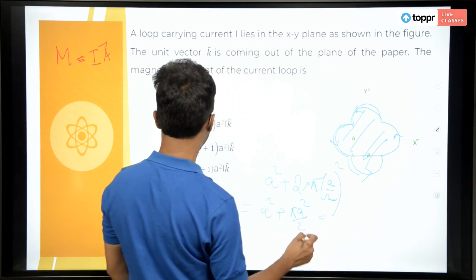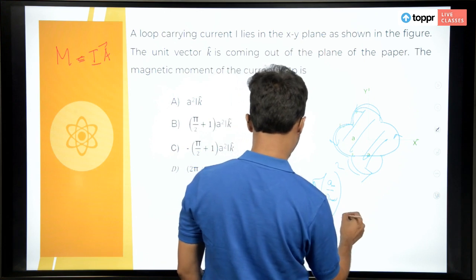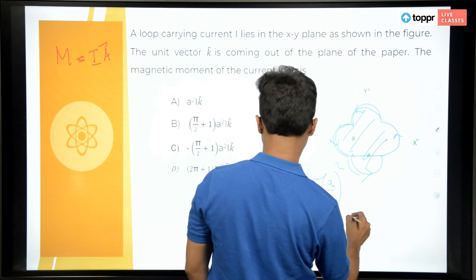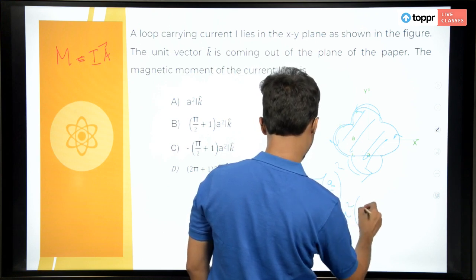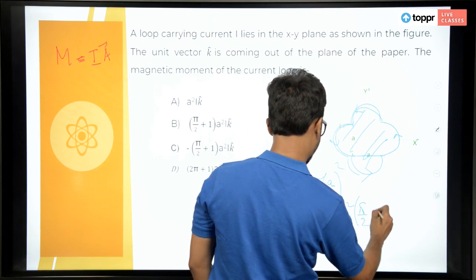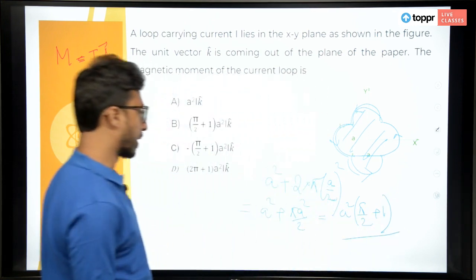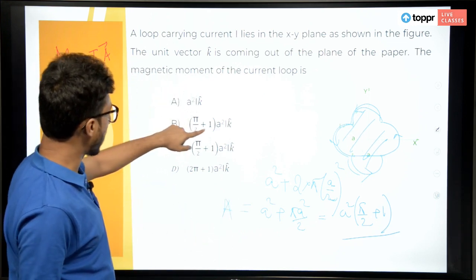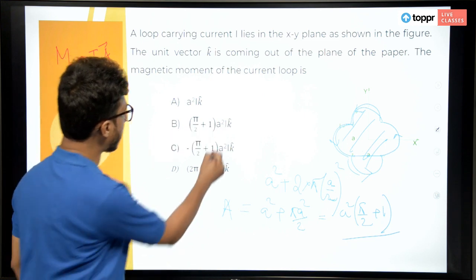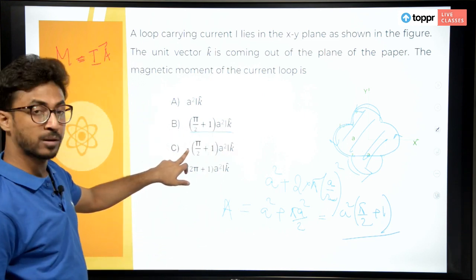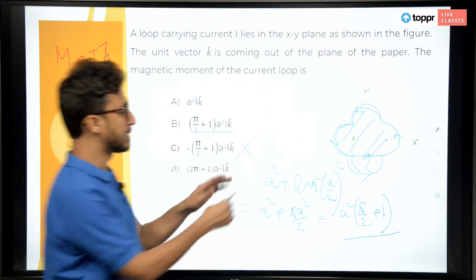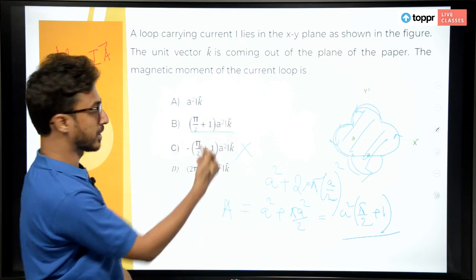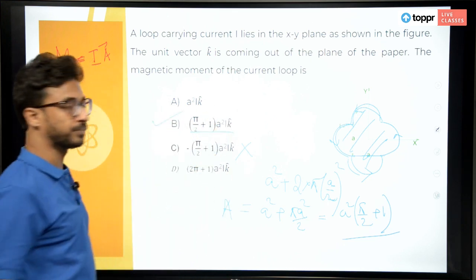So I can write A square, pi by 2 plus 1. This is the area. The magnetic moment will be what? Pi by 2 plus 1 A square I k. See, there is one minus k also, we cannot take that. Minus k signifies it is in the inward direction, but we have seen it is in the outward direction, right? So this will be our answer.